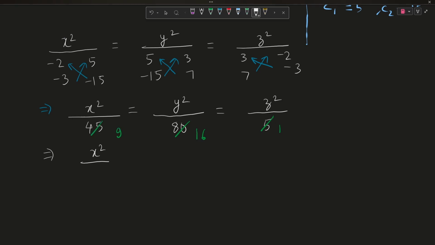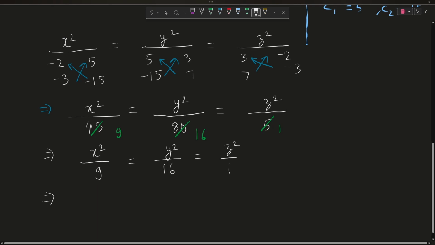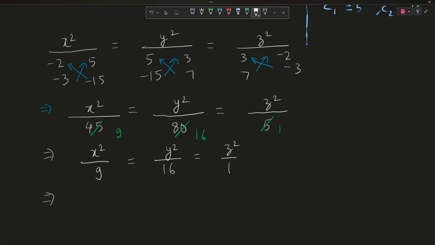So now x square by 9 is equal to y square by 16 is equal to z square by 1. This is the final step to solve the equations. We know that there are three equations and three variables. No doubt we can solve those equations and get the values of x, y, and z, but it would be more complicated. So we are using this ratio method, or cross multiplication ratio method, so that it would be easier for us to calculate the values of x, y, and z.